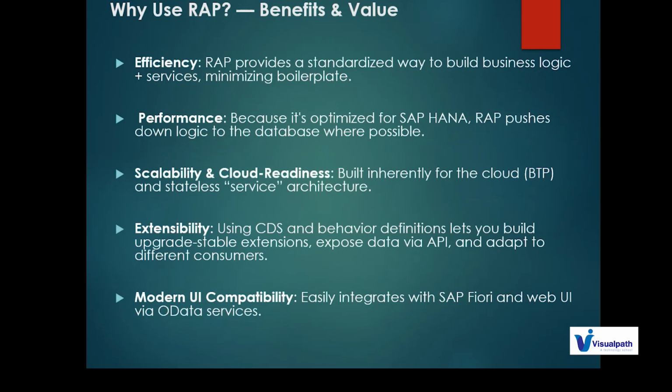So efficiency, that is the first thing. RAP provides a standardized way to build business logic and services, minimizing the boilerplate. Okay, so you don't need to worry about that. What all things I need to manage to be more efficient? You just need to write the code. You need to optimize your ABAP programming, and you just need to know what the flow is from the database to the Fiori app.